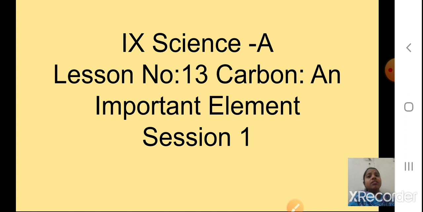Now carbon, the word carbon and the word element, both you have studied. Yes, carbon is one of the elements, and you know carbon is very important in our life. Whatever things we use daily, some or the other contains carbon. So we'll study about this element in detail in this lesson.